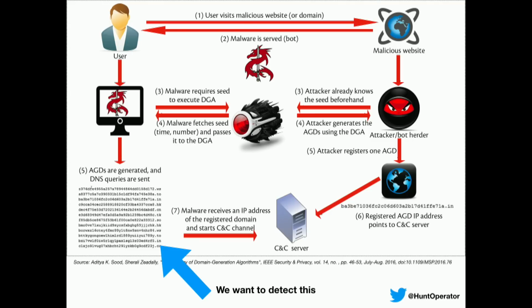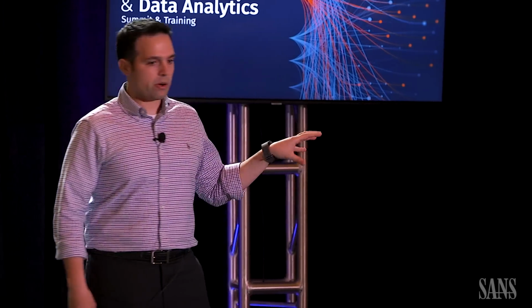The malware receives an IP address of the registered domain and starts the command and control channel. The attacker just registers one domain. He's successful, he or she, and has command and control. We're going to focus on the DGA domains in that section.